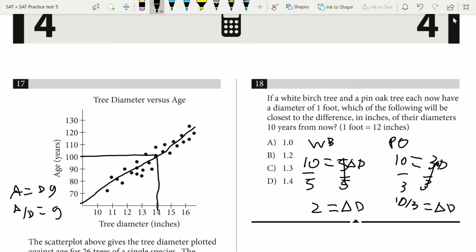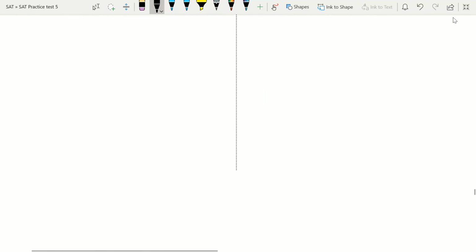Remember, we started from the same point for diameter, so our difference in the diameters is going to be 10/3 minus 2. 2 can be rewritten as 6 over 3, and that will leave us with 4/3 as our difference, and we know 4/3 is going to be 1.3 repeating, which is closest to C, 1.3.